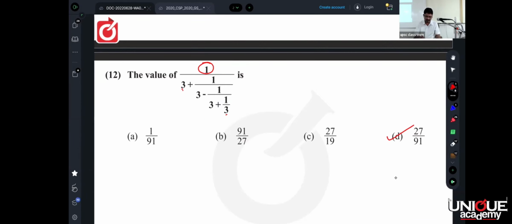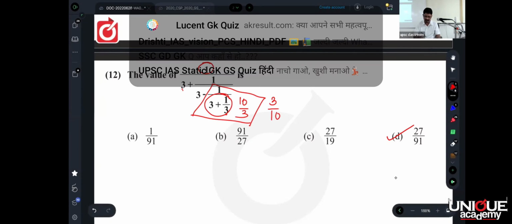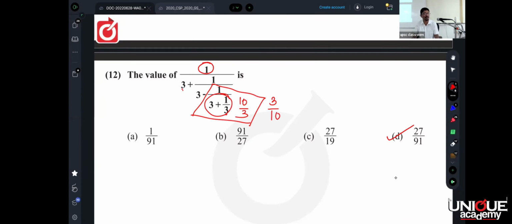That 10 by 3 when taken to the numerator, it is 3 by 10. Are you getting me? 1 upon 10 upon 3, that means 1 multiplied by 3 by 10, that is 3 by 10 only. So 3 minus 3 by 10. 3 minus 3 upon 10, that is 30 minus 3, 27 upon 10. So 27 upon 10 is the denominator whose numerator is 1. So that is 10 by 27, the fraction added in 3.